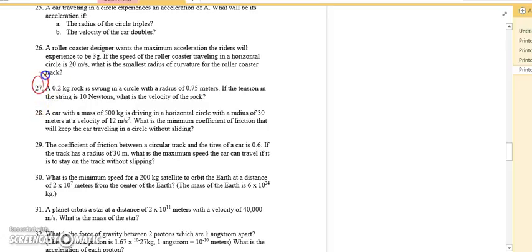So we'll do number 27 here. Again, the mass here is 0.2 kilograms for the rock. It's swung over your head, or swung around a radius of 0.75 meters. If the tension of the string is 10 newtons, what is the velocity of the rock? So again, we're going to take this equation here. This is an object that's turning. It's always turning. It's going in a circle, so we know it's accelerating.